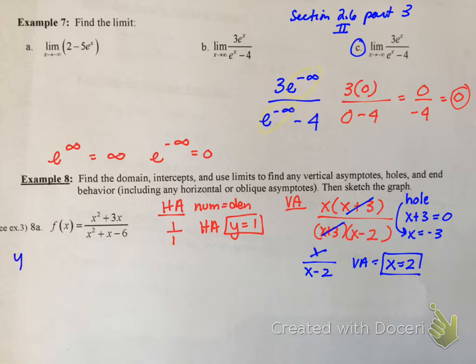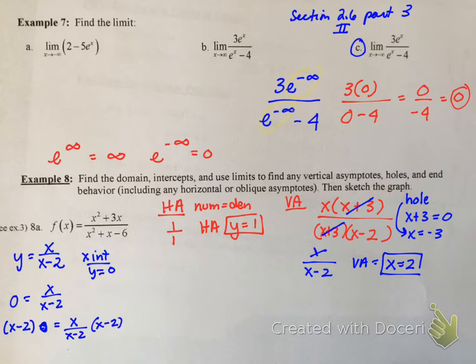So this says that y equals, we're going to leave this as x over x minus 2 to solve it a little bit easier. So for the x-intercept, you let y equal 0. So I get 0 equals x over x minus 2. If I multiply both sides by x minus 2, this happens. So I get 0 equals x. Okay, so that point's 0, 0.